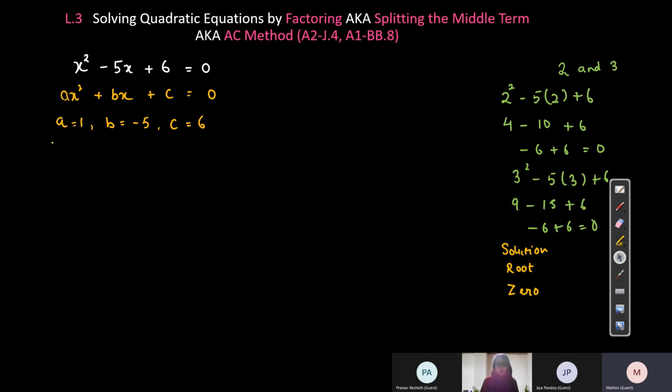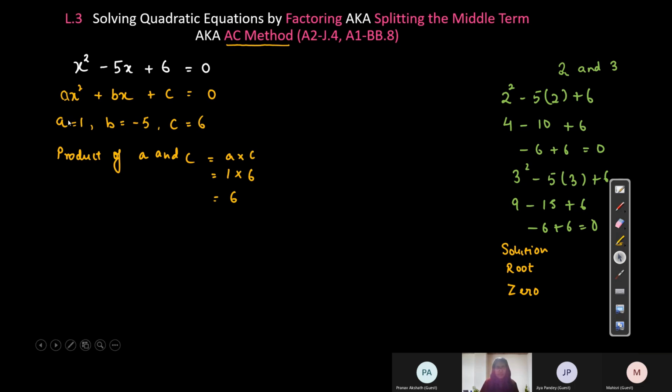Step number 2, you will find the product of a and c. That means a times c. So a is 1 and c is 6, so 1 times 6 gives us 6. This is one of the reasons this method is called the AC method, because we are finding the product of a and c.